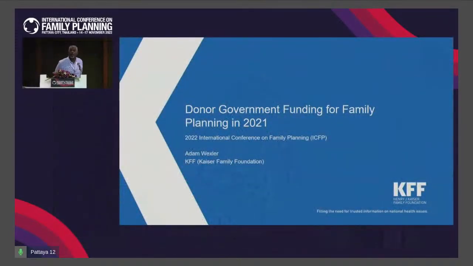So basically this is coming from the Kaiser Family Foundation, who have been providing data on disbursements for family planning from donors. This is done by our colleague Adam Wexler, with whom we work, and who provides us with the information. Next slide, please.